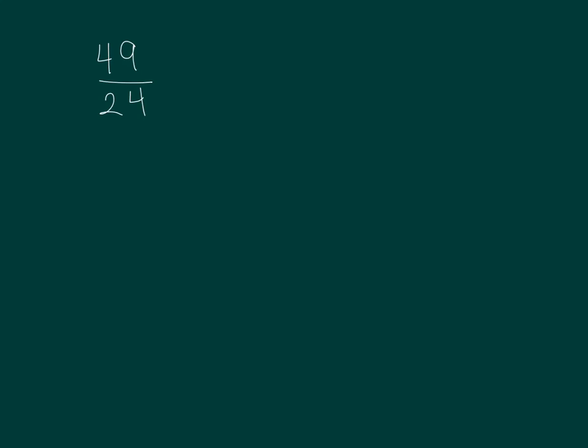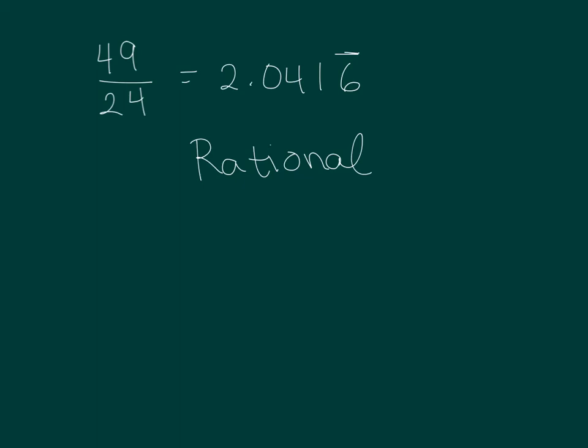So in order to know whether or not this is rational or irrational, we need to put that into a calculator. As it turns out, when we put it into a calculator, we get 2.0416, and then the 6 begins repeating. So repeating decimals, we know, are rational. So once again, that has come back, and you need to know how to do that for the back side of the worksheet.